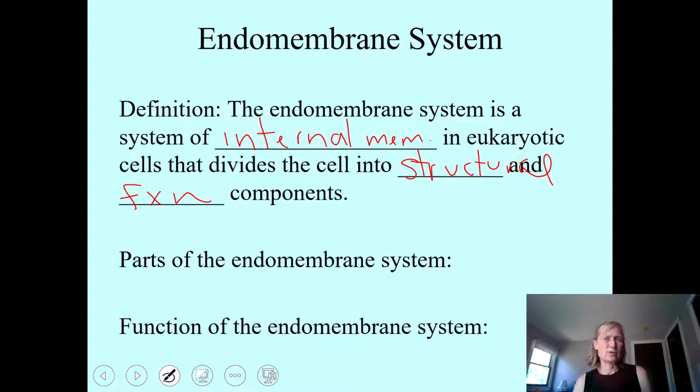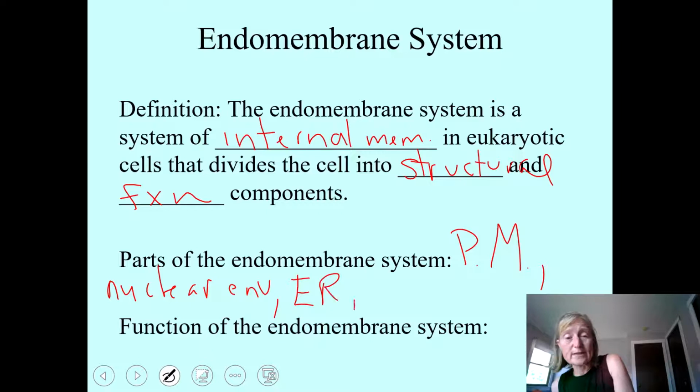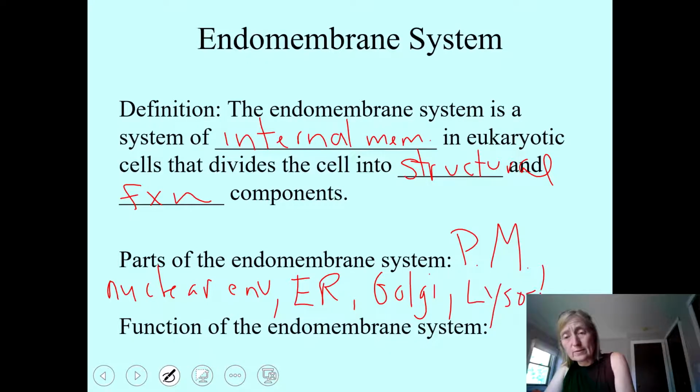The endomembrane system includes all sorts of membrane-bound structures. It even includes the plasma membrane and the nuclear envelopes. It includes the endoplasmic reticulum. It includes the Golgi apparatus. It includes lysosomes. We'll talk about those. It includes vacuoles. And maybe a few other things.